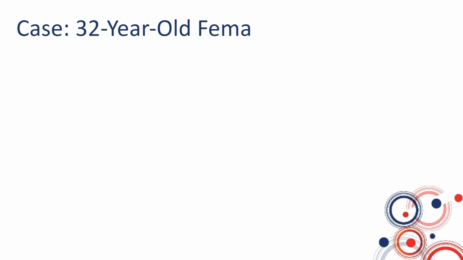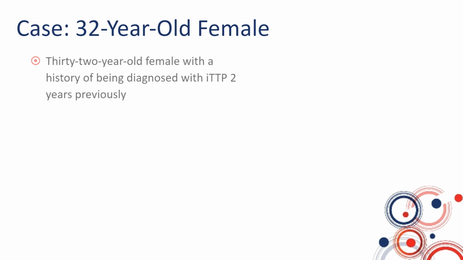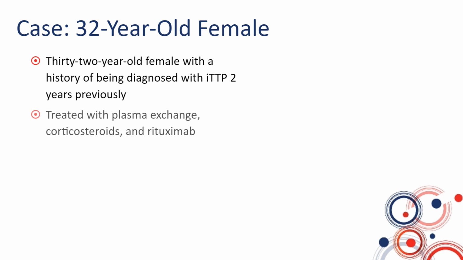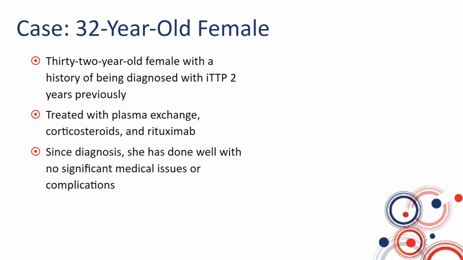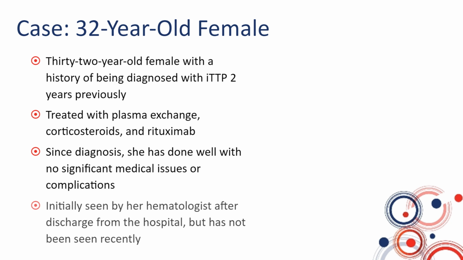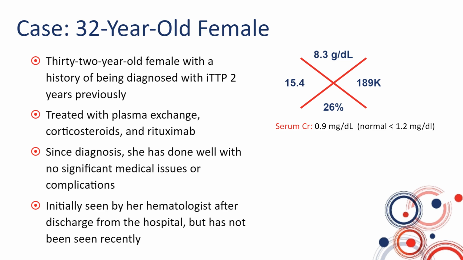So now we'll have a case here of a 32-year-old female with a history of being diagnosed with immune-mediated TTP 2 years previously. At that time, she was treated with plasma exchange, corticosteroids, and rituximab. Since her diagnosis, she has done well, no significant medical issues or complications. She was initially seen by her hematologist after discharge from the hospital, but has not been seen since that time. Her laboratory studies now show a hemoglobin of 8.3, hematocrit of 26%, a normal platelet count of 189,000, and a white count of 15.4. Her serum creatinine is normal, and her LDH is normal at 154.